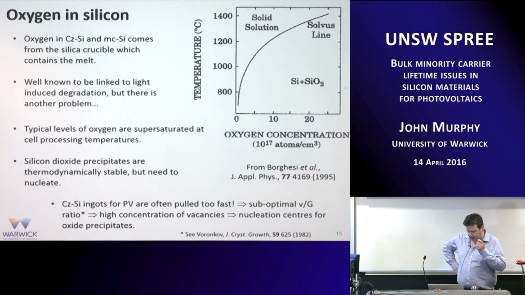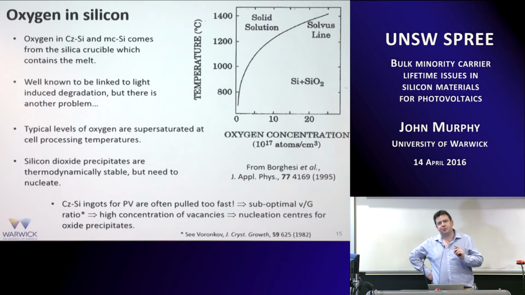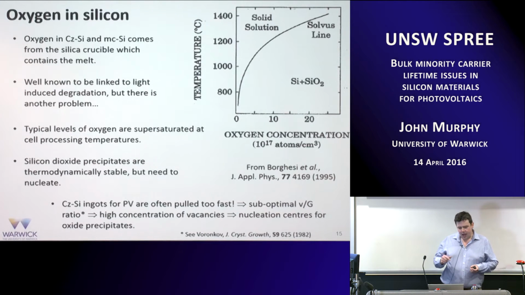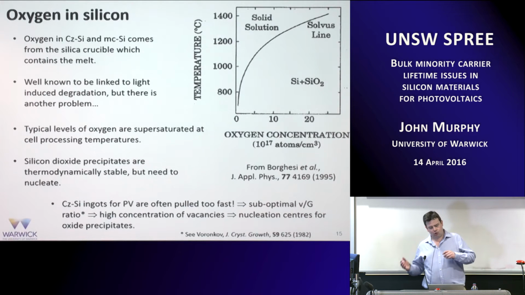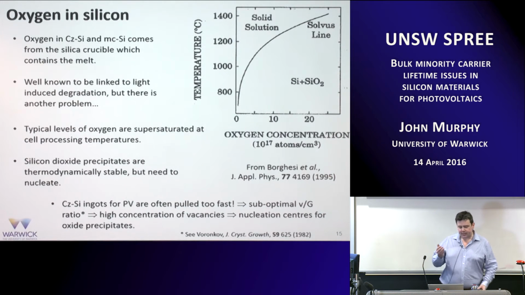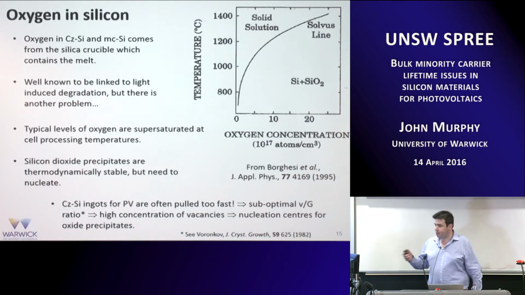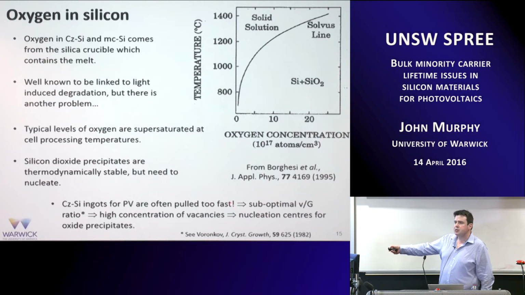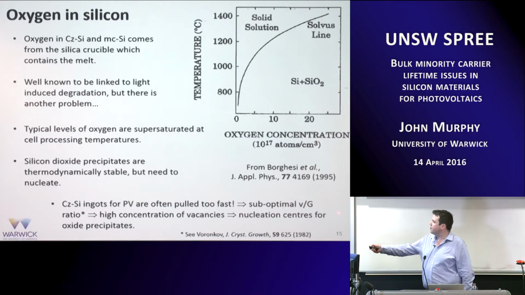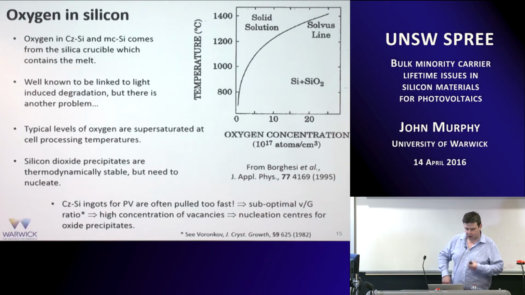Now, in silicon for integrated circuits, this isn't really an issue, because you grow the crystals to be very high quality, and you can optimize the intrinsic point defect concentration so that you don't have any nucleation centers for these precipitates. In PV materials, you pull the crystals very quickly, and so you get what we refer to as a suboptimal V over G ratio. The growth velocity to the thermal gradient at the growth interface isn't optimized for the lowest intrinsic point defect concentration.